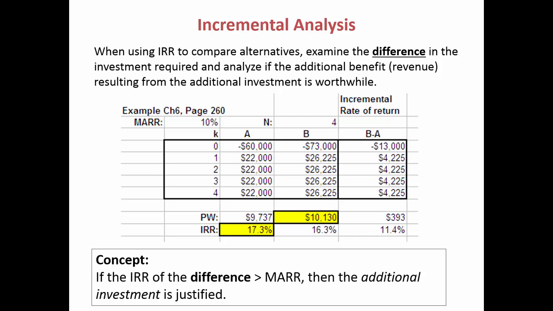Our criteria when you're doing the incremental analysis is if the internal rate of return of the difference is greater than the MAR, then you should go ahead with the additional investment. It's justified. Why do we do B minus A? Because we want to find out the difference in cost. B minus A says there's an additional $13,000 in outflow, and the additional inflow each year is $4,225. So that's why we do B minus A and not A minus B. The negative sign means outflow, and so it's the extra outflow of B compared to A.